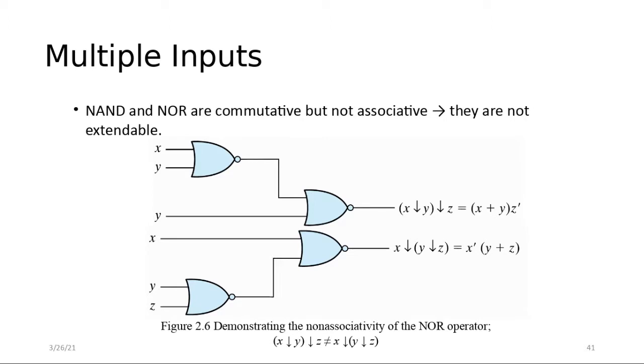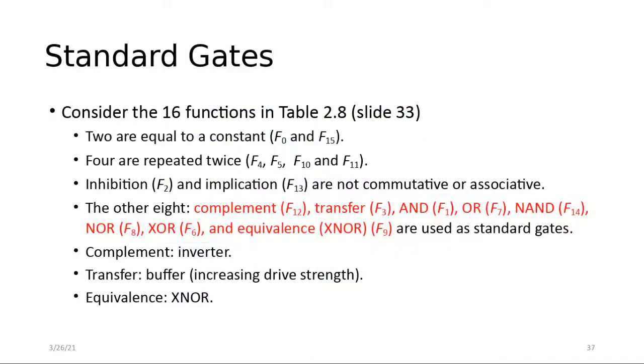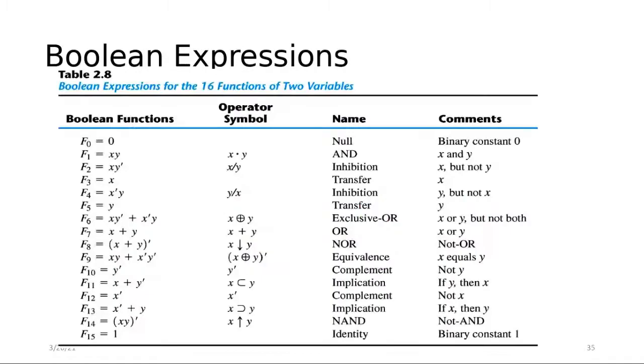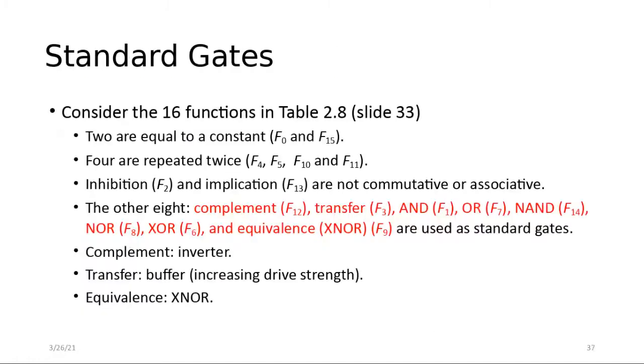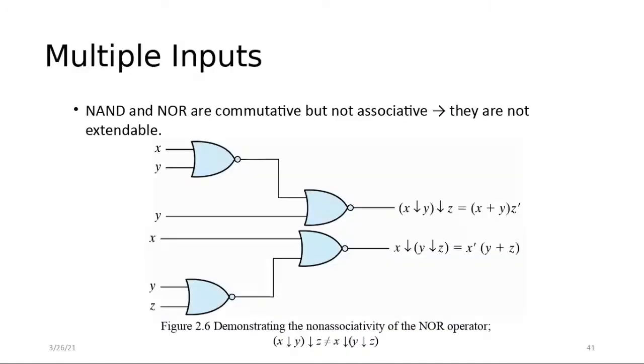What does this symbol from this table mean? It means NOR, right? These symbols are new for you. This means NOR, this means XOR. NOR means the opposite of the OR.